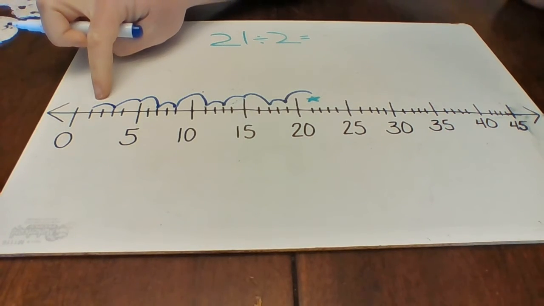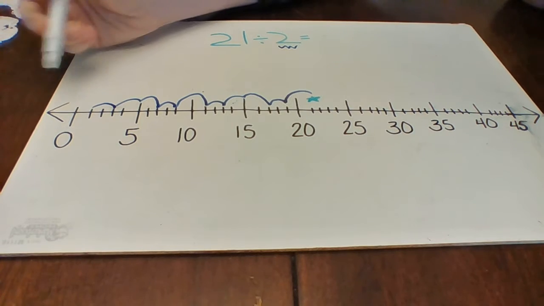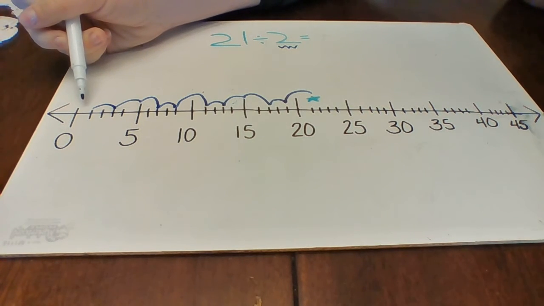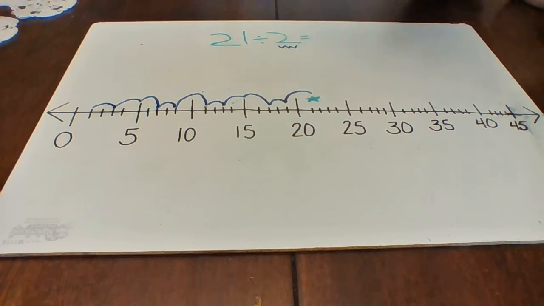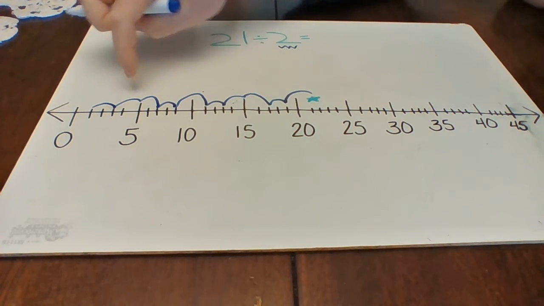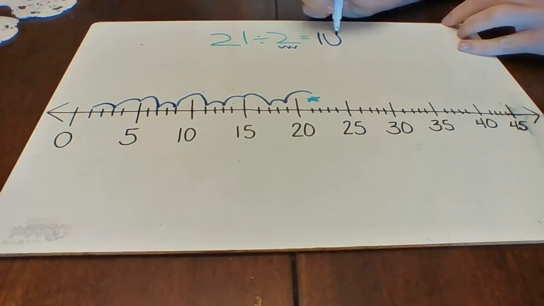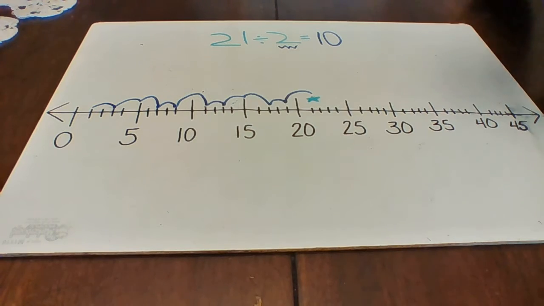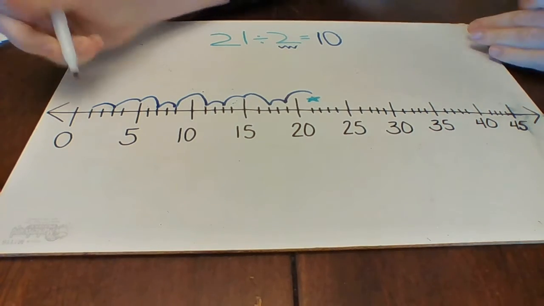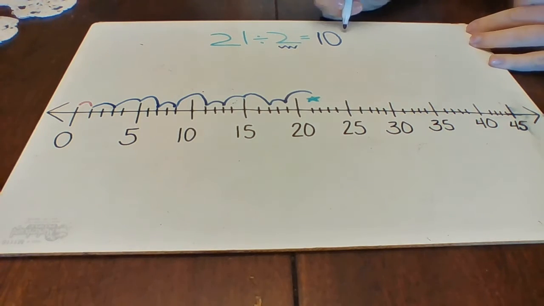So I'm at 1, and I don't have enough room to do 2 hops to get to 0. I can only do 1 hop here. So let's count the hops that we did make. 1, 2, 3, 4, 5, 6, 7, 8, 9, 10. We did 10 full hops. That is our answer. And we have something left over here. This leftover is called a remainder. We have a remainder, that's an R for remainder, of 1.